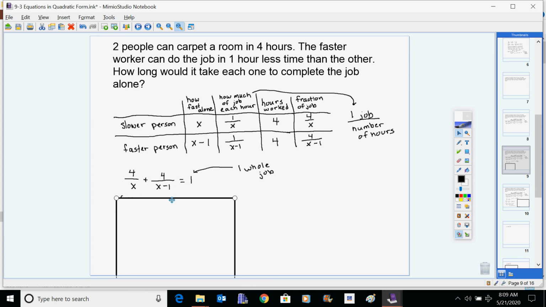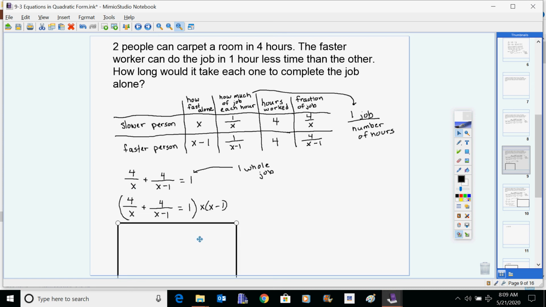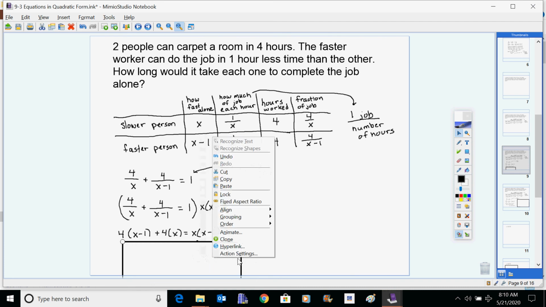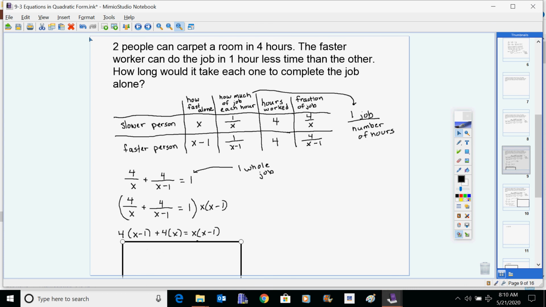Once you have this, you can do the strategy that we had before. Our denominator, we will multiply everything times x minus 1, so that it cancels out the fractions that are involved. So here we have 4 times x minus 1, and here we have 4 times x, and here we have x times x minus 1. Then we can distribute and work this out. I'm just going to delete it. There we go.